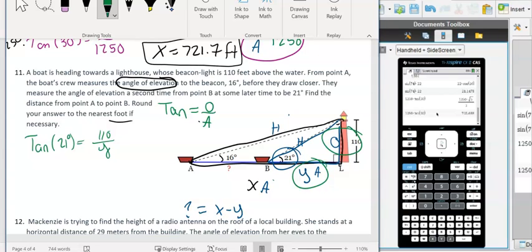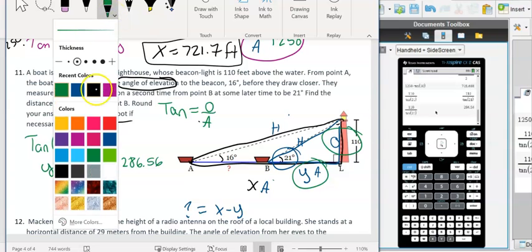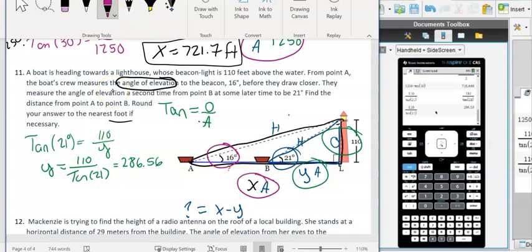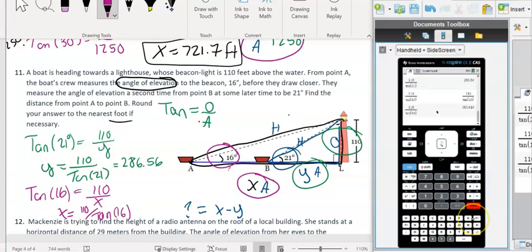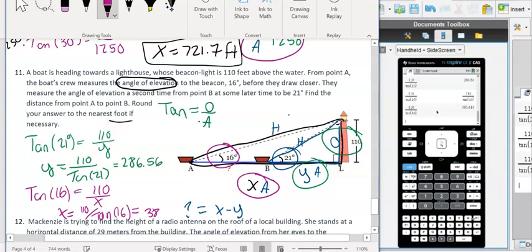To solve this one, we're going to have to divide, right? Because the y is in the denominator, so y is going to equal 110 over tangent of 21. And then to solve the other equation, use the 16, and we're going to use x, but it's still the 110. So tangent of 16 equals 110 over x, which means x equals 110 over tangent of 16, which is 386. So now we just need to subtract our two numbers, and that'll tell us the final answer.